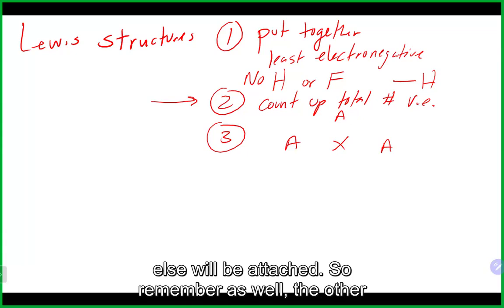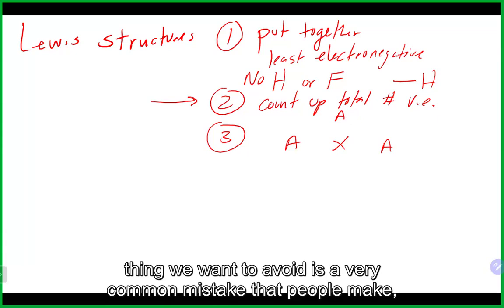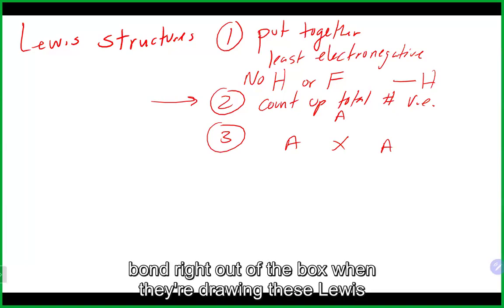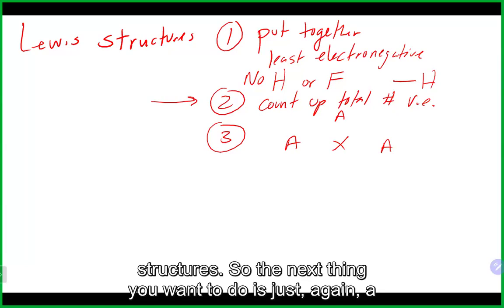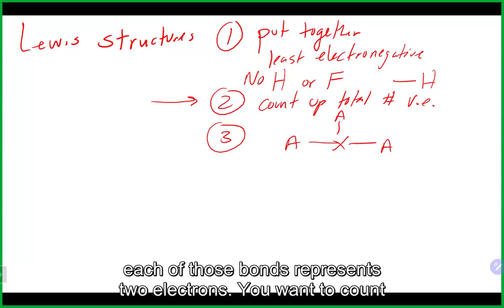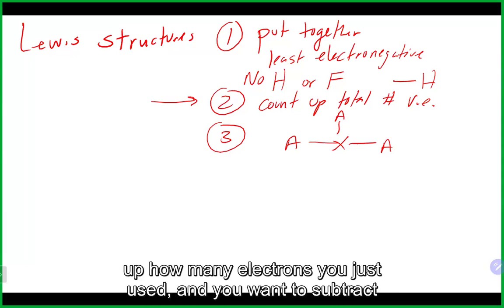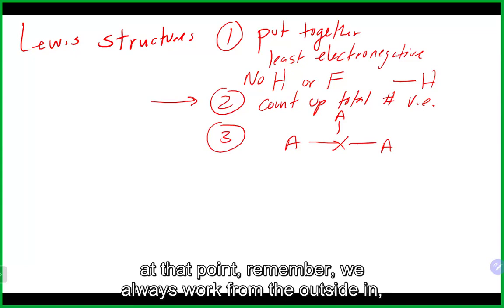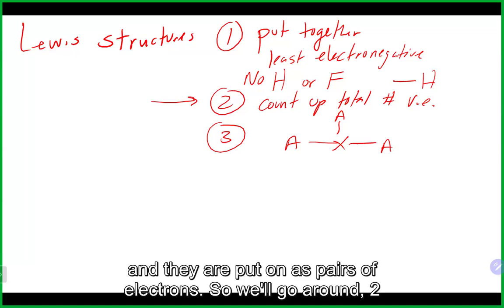So remember as well, the other thing we want to avoid is a very common mistake that people make, which is they want to double bond and triple bond right out of the box when they're drawing these Lewis structures. So the next thing you want to do is a single bond to each of the outside atoms. Remember that each of those bonds represents 2 electrons. You want to count up how many electrons you just used, and subtract it from your total. And then whatever electrons are left over at that point, remember we always work from the outside in, and they are put on as pairs of electrons.